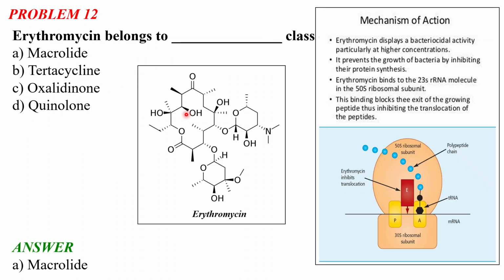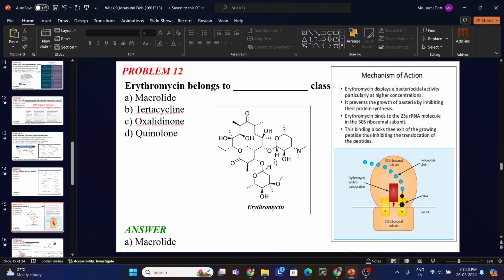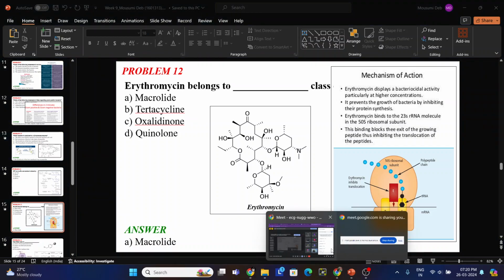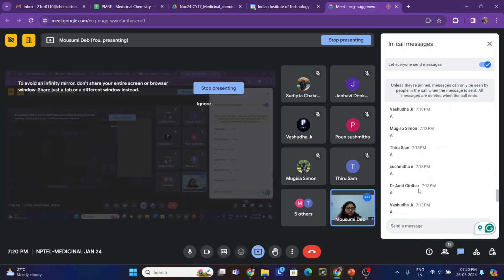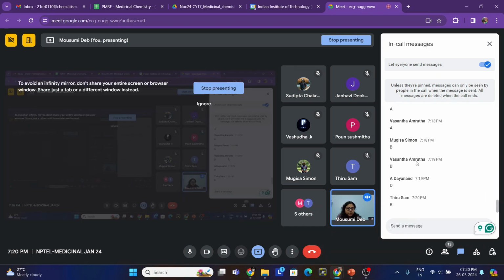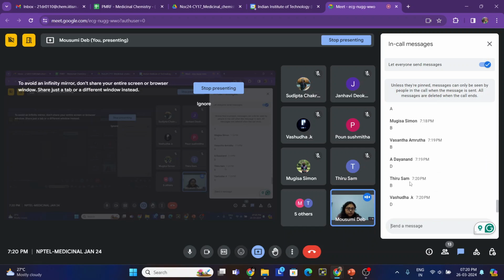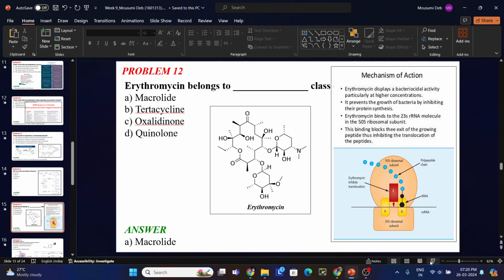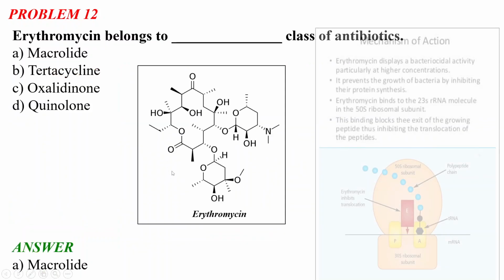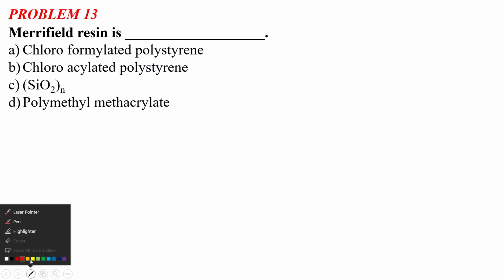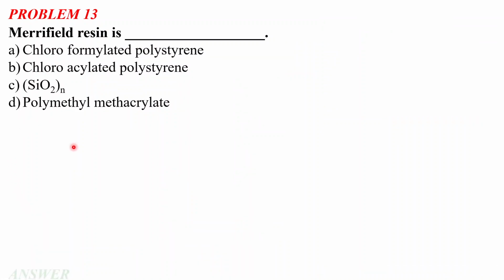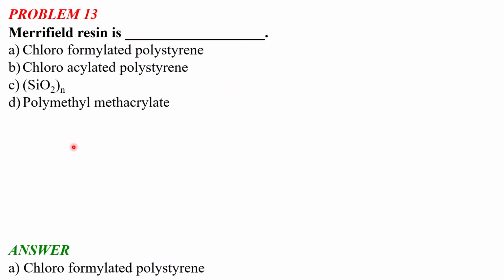Let me check the chat box now. Okay, B, D, B, A, A, okay, this is the previous one, I think. So B and D are the given answers for this one. Now let me check which of the following is the correct one. So the correct answer will be option A, chloroformylated polystyrene, that is known as the Medifil resin.